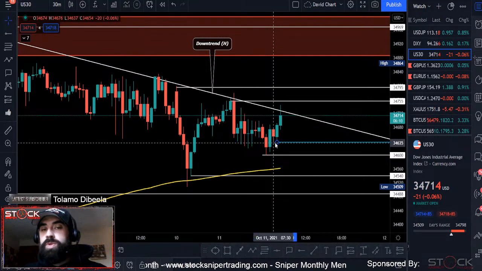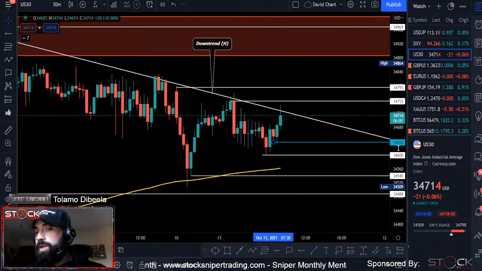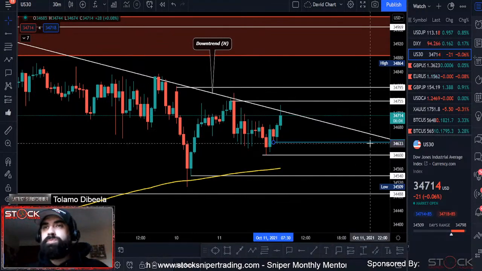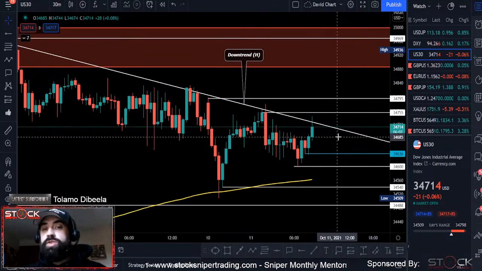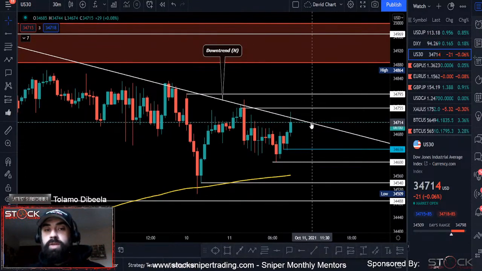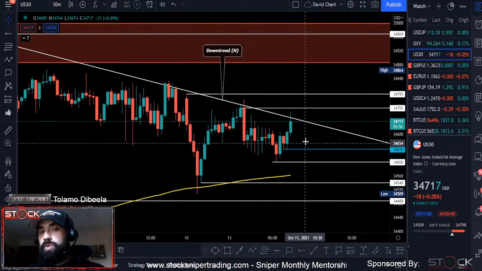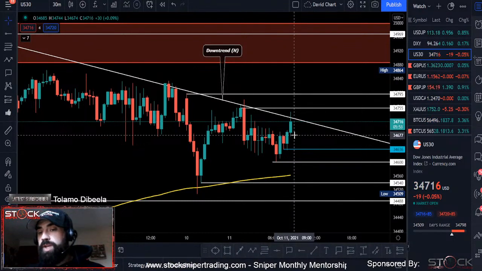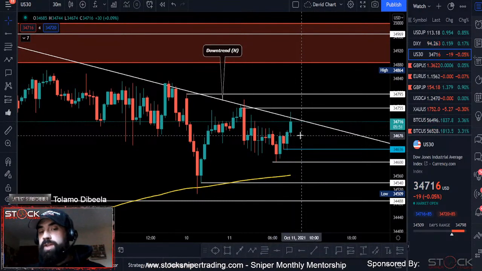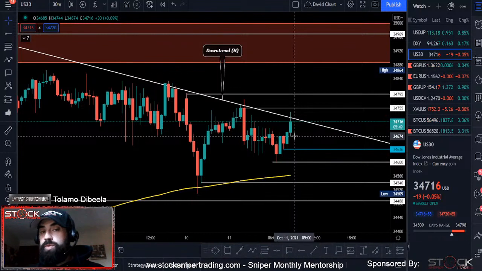Okay, so that's what it would look like, which is why I'm putting an area of support at 34,636. All right, so now what we're looking for is basically the next move on US30. The next candle, guys, this open will be 9 o'clock in 5 minutes. And then you have one more candle, so we can do this area right here.